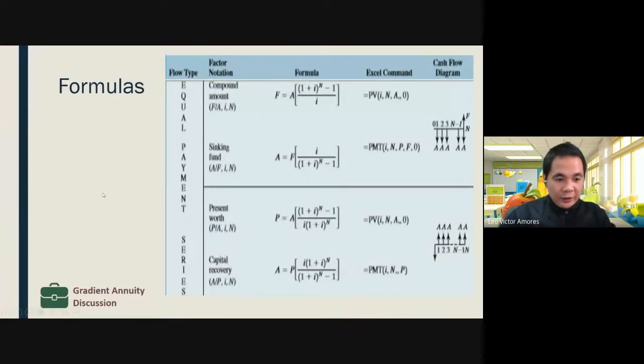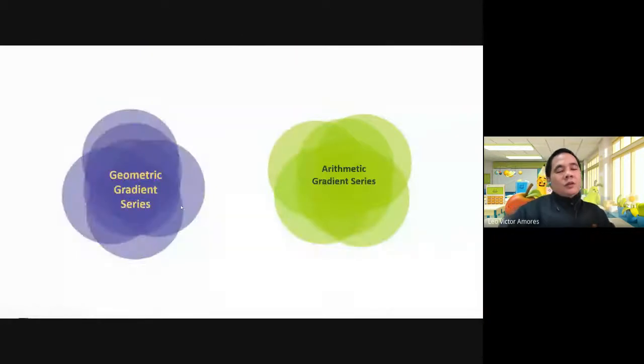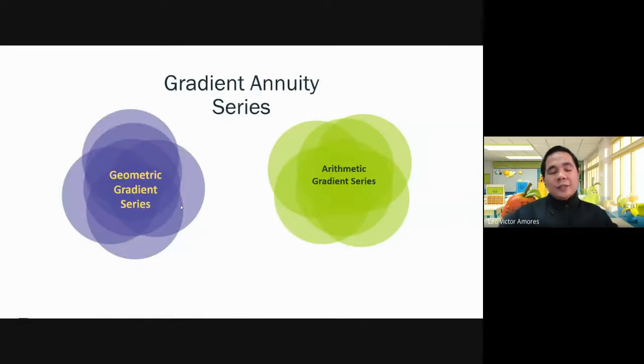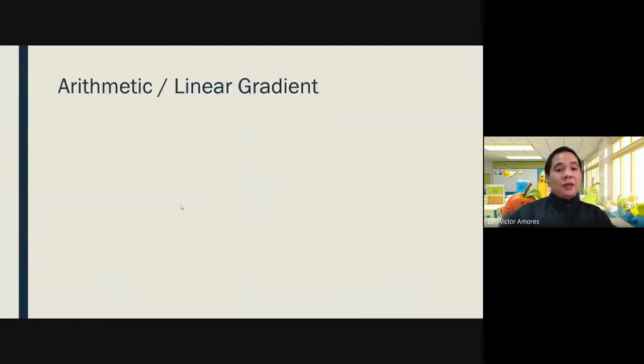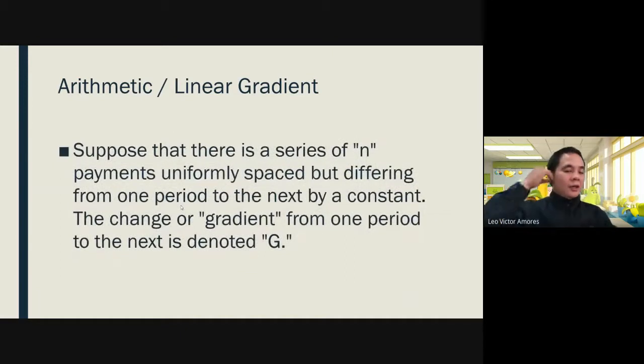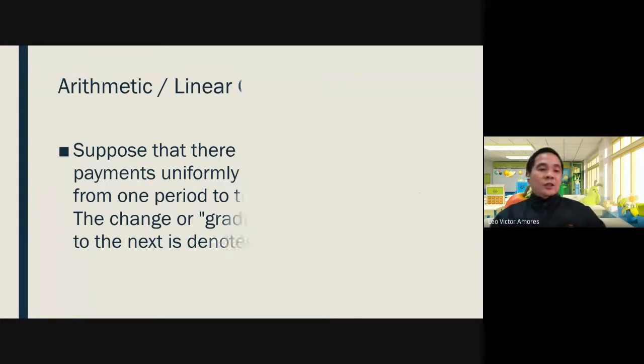So, I'll proceed to the gradient discussion. There are two forms of gradient series, no? There is what we call geometric gradient and there is what we call arithmetic gradient. So, arithmetic or linear gradient: suppose there are a series of n payments uniformly spaced but differing from one another by a certain constant. The change or gradient from one period to the other is denoted as G, or the gradient G.